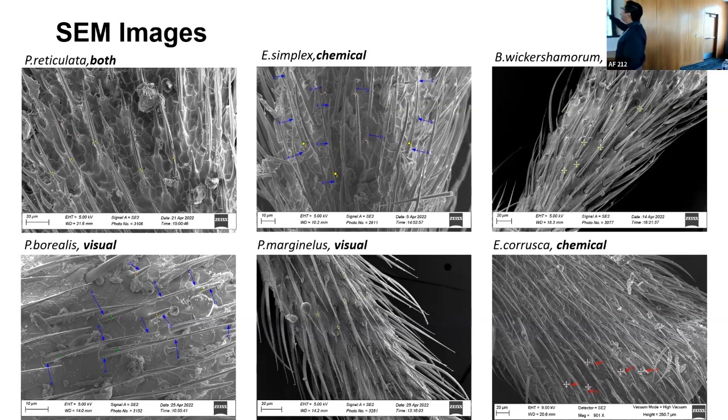What I want to show here is that we have samples that were either chemical or visual, and then we also have a sample that was actually both. But what I hope you can gain from this is that it's hard to really tell the difference between these two types of signalers based off of these photos.